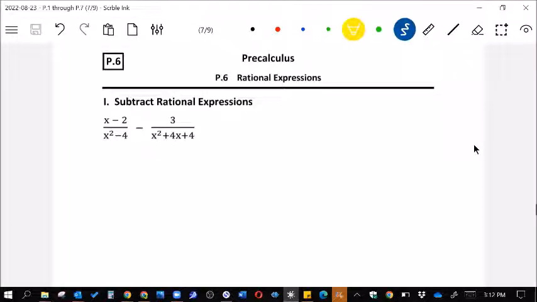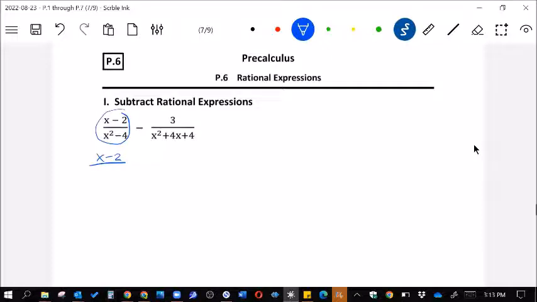Let's deal with issues with rational expressions. First, we're going to start with subtracting one set here. What we're going to look at is first simplifying it. There's a big, long, hard way to do this, or if you take this and simplify it, it becomes a little easier.